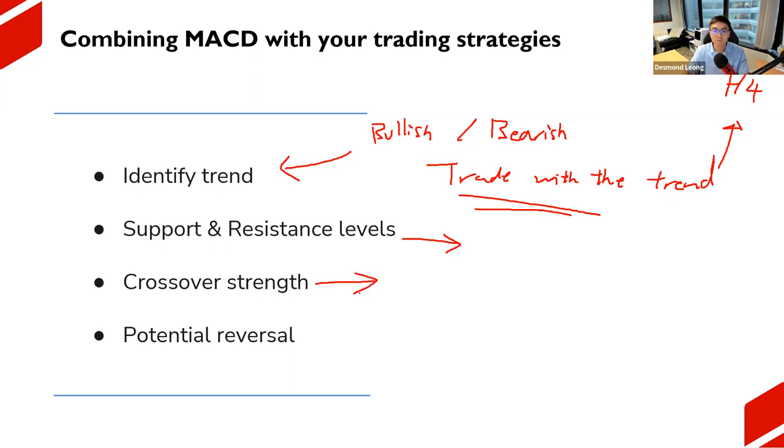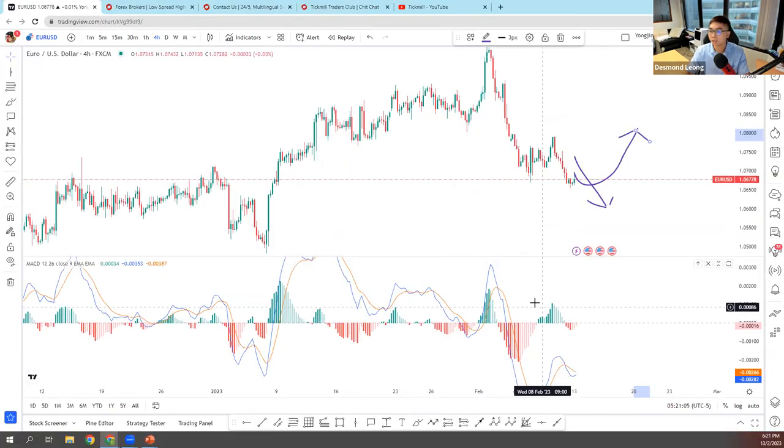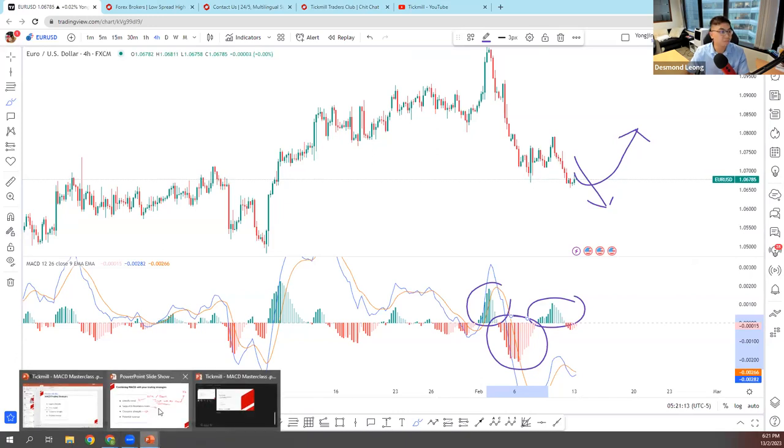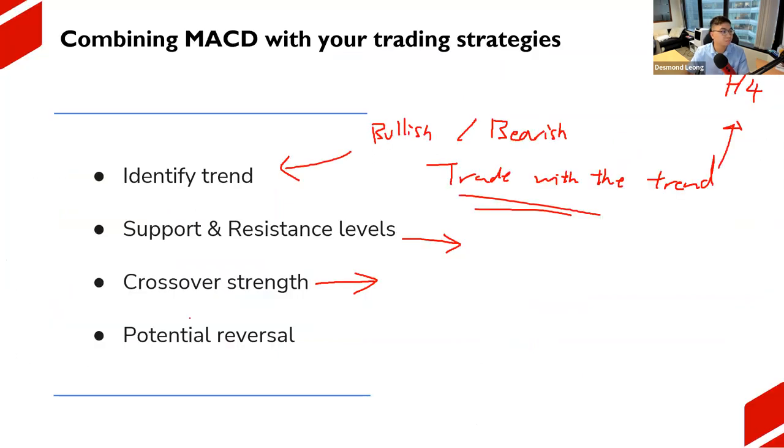Crossover strength: how strong is the MACD crossover using the histogram? We have the histogram right there. How strong is the crossover? Let me get the next one out. Potential reversal: you can actually use MACD as a reversal type of indicator.